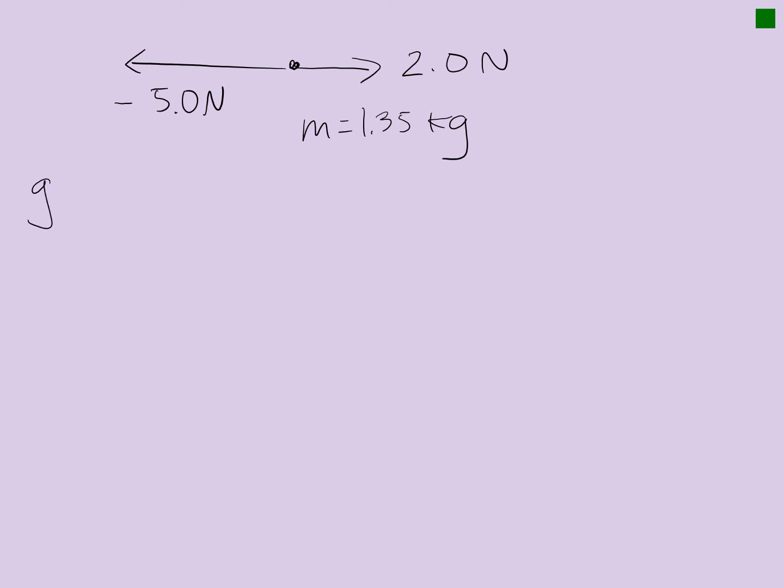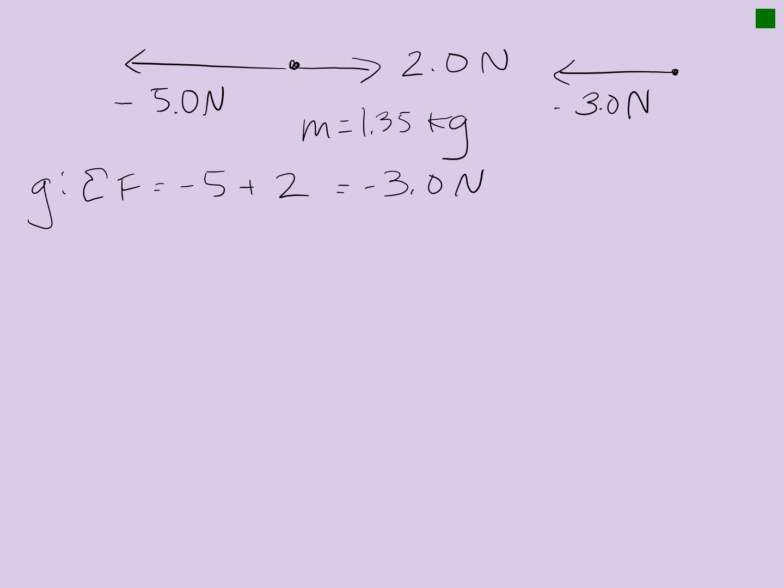So for my givens, the first thing that I want to do is calculate my net force. So I'm going to add my vectors together. So I have a -5 plus a 2, which would equal -3.0 newtons. So that means that my net force is going to be 3 newtons to the left. Okay, and if I want to, I can redraw this just so you guys can see. This would be 3.0 newtons is my net force in this direction. Okay, so that's my net force.